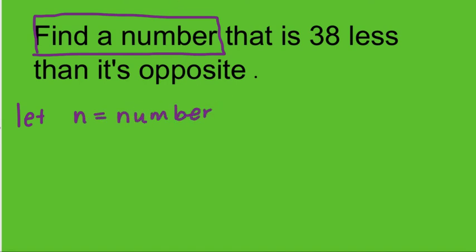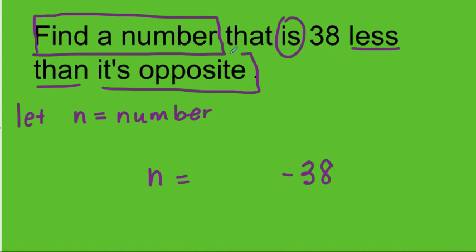All right, if we let n equal the number, we read the sentence exactly as it's written. Find a number that is. So n is means equals. 38 less than. Remember, less than's a flip it around word. So I'm going to put that minus 38 in the back. Its opposite. And we spent a lot of time working on opposites. Opposites just mean negative n.